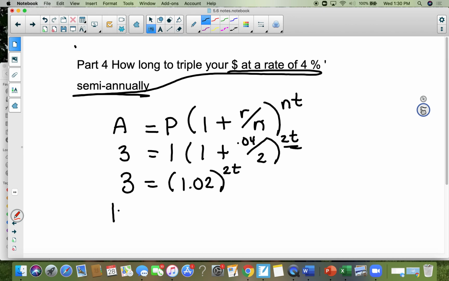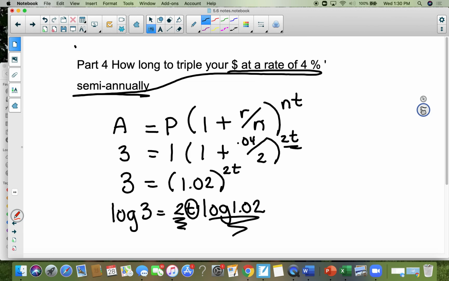You need to log both sides of your problem. And that's why the 2t comes up here. So to get t alone, you need to divide both sides by this. So I'm going to take the log of 3, and I'm going to divide it by the log of 1.02 divided by 2. It's going to take about 27.739 years to triple your money.